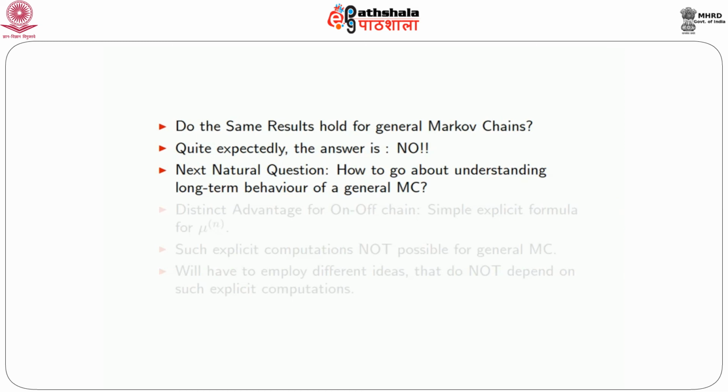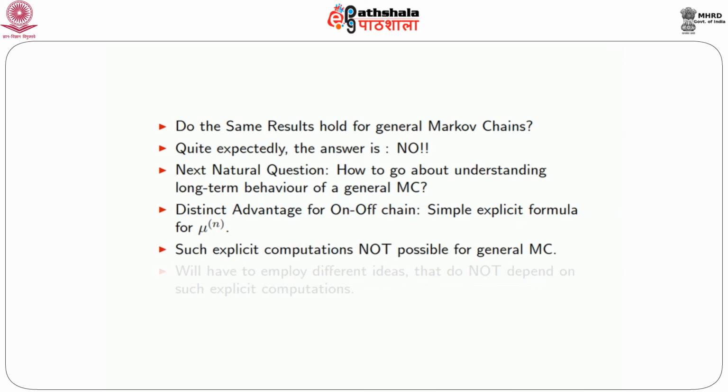Now, if that is the situation, then the next natural question is how to go about understanding long-term behavior for a general Markov chain. Now remember, the distinct advantage for the on-off chain was that we could actually do a lot of explicit computations. We could actually get a simple explicit formula, a closed form expression for mu n, from which we could then perform the limit as n goes to infinity. Unfortunately, and quite expectedly, such explicit computation would not be possible for a general Markov chain, which means that we'll have to employ ideas that do not depend on such explicit computations.